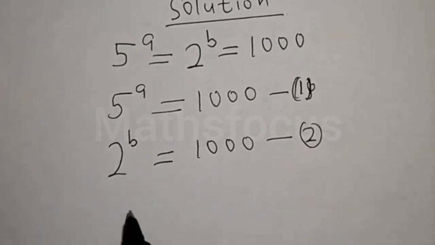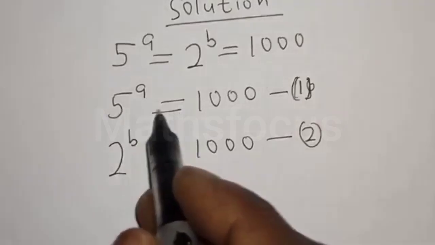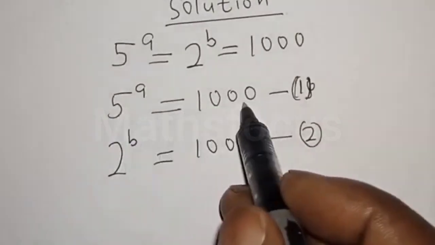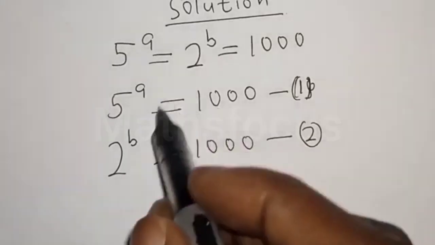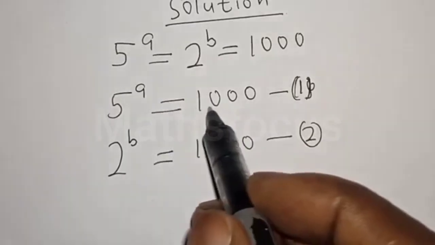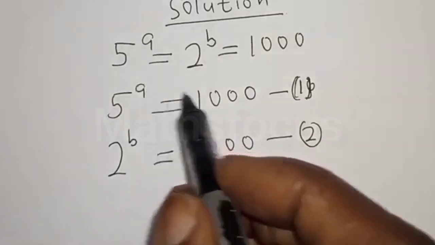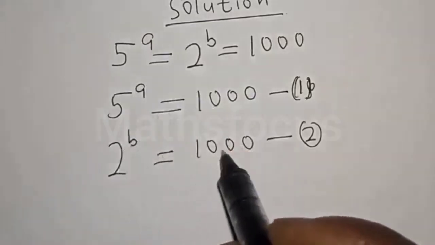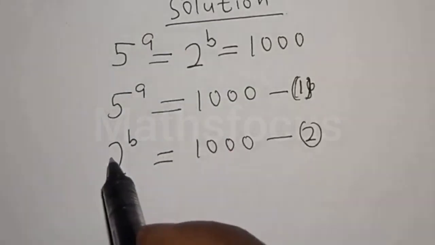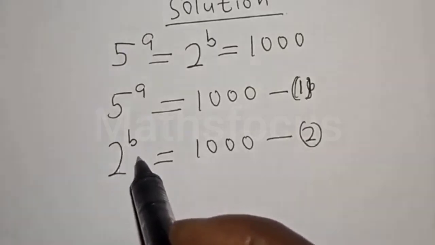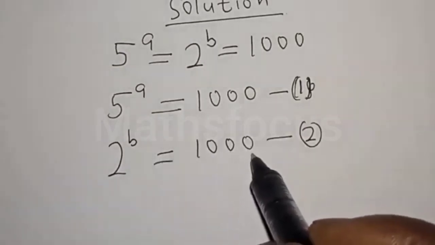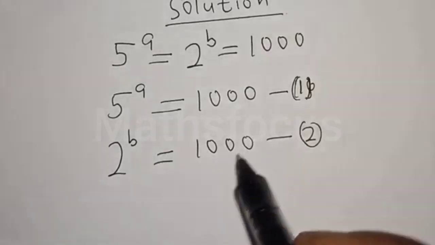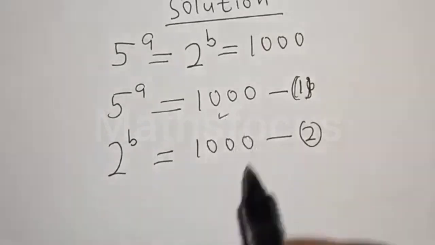Now, let's multiply the exponent of both sides from equation 1 by 1 divided by a, and also do the same thing for equation 2, that is 2 raised to power b multiplied by 1 divided by b, and this 1000 multiplied by 1 divided by b. Let's start with equation 1.